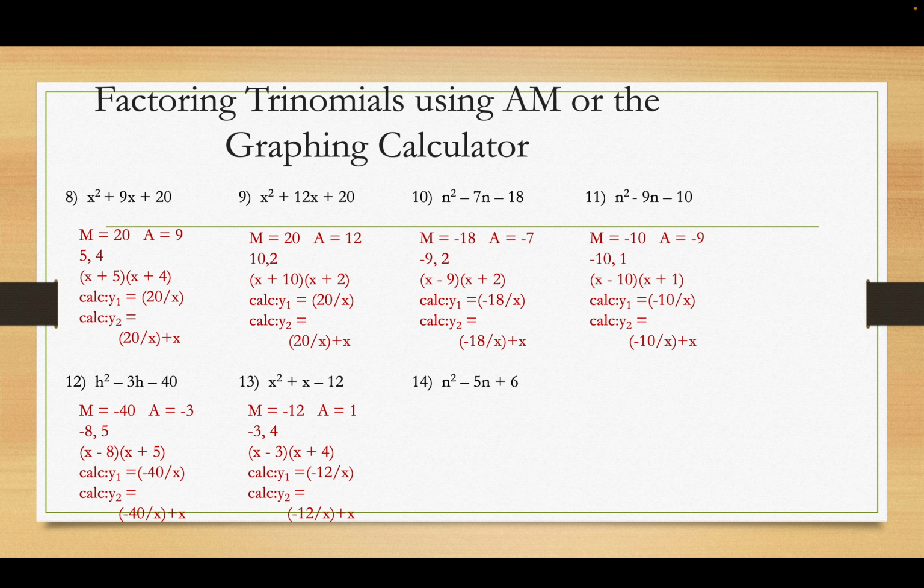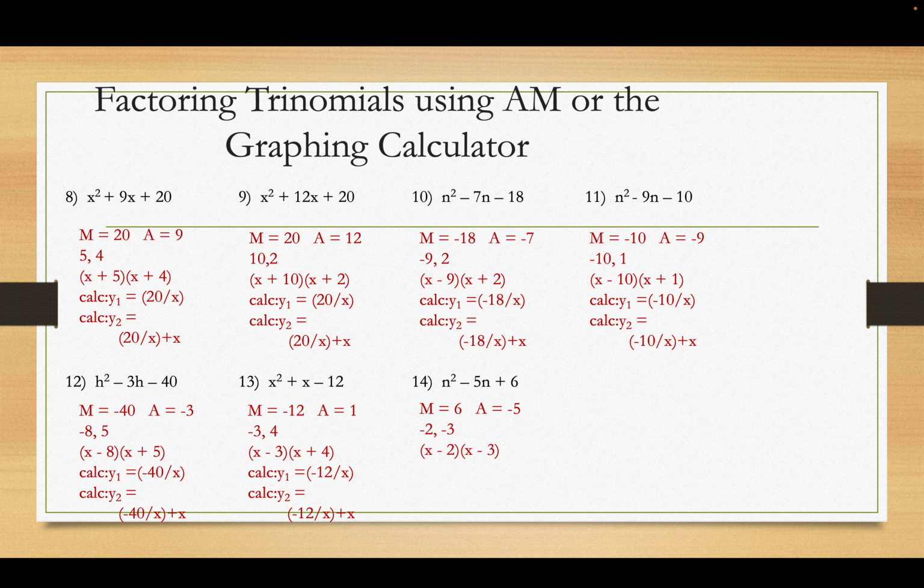And you look in that last column for the a, what you add up to, it's 1. The two previous columns in either order would be negative 3 and 4. Number 14, our last one for the day. We're going to multiply out to 6, add up to negative 5. That gives me negative 2 and negative 3. Okay. X minus 2 and x minus 3 are the factors.